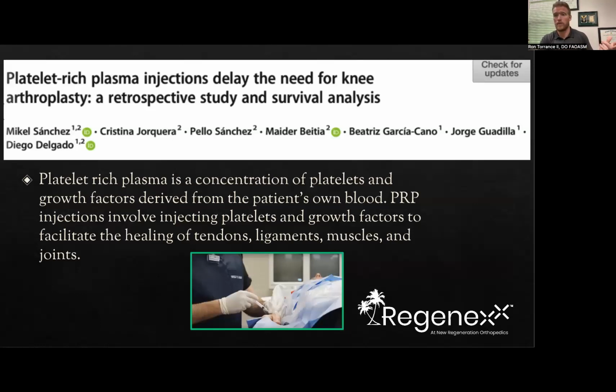And what does PRP do? What is platelet-rich plasma? Well, here's a study, very similar to that corticosteroid injection study that we looked at, on how platelet-rich plasma actually prolongs and lengthens the time before the risk of knee replacement. So that's one of the things here.